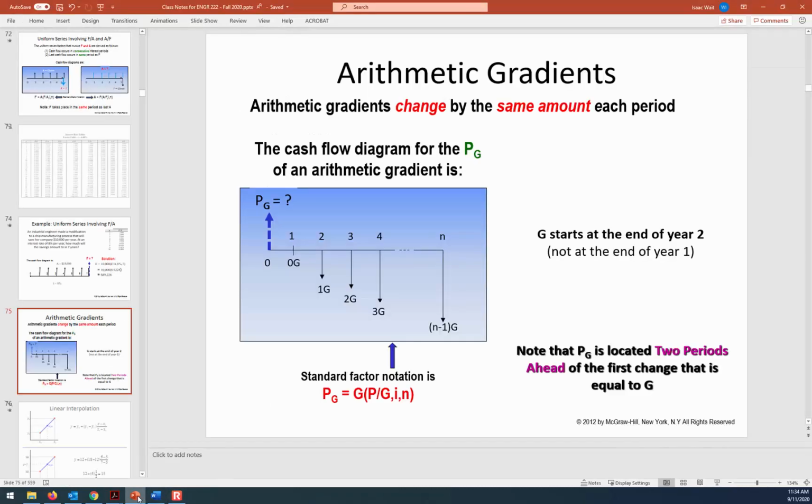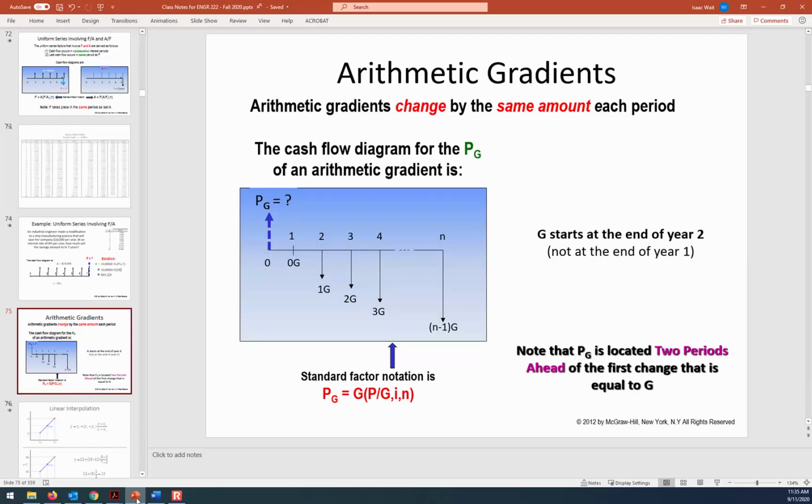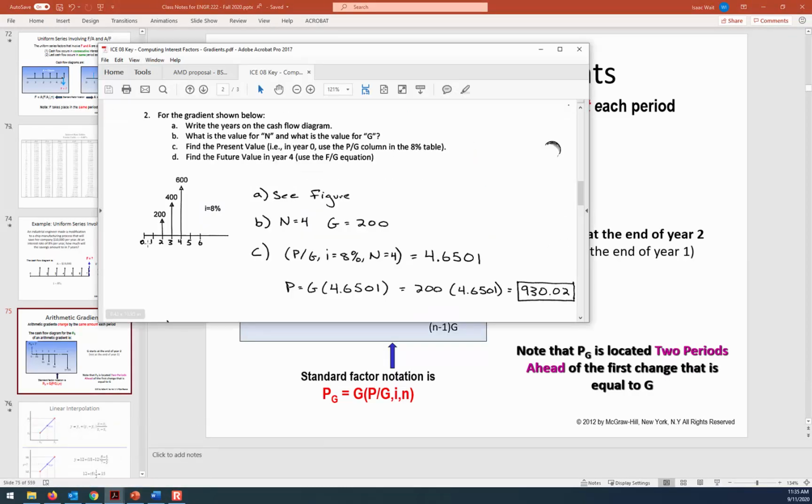Now the form of the future value when it comes to a gradient is that the gradient is going to be in the same year as the last amount that you see. And so it's going to take the $200 from year 2 to year 4. If we were going to do this the brute force approach, then it would be $200 compounded 2 years into the future, $400 compounded 1 year into the future, and then combined with the 600, and the 600 wouldn't change amount at all.